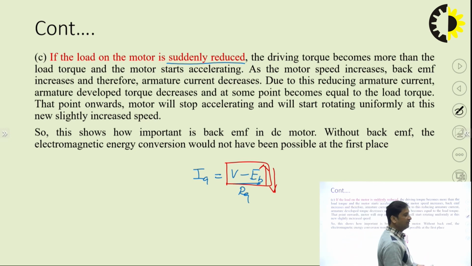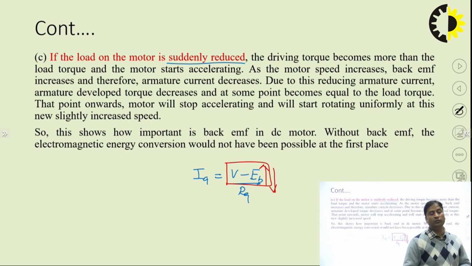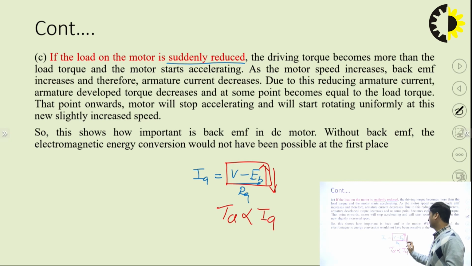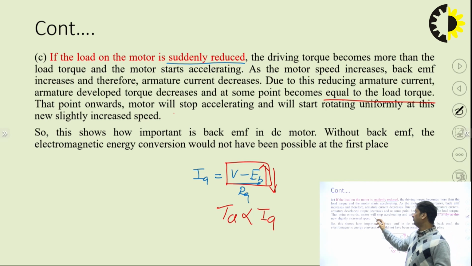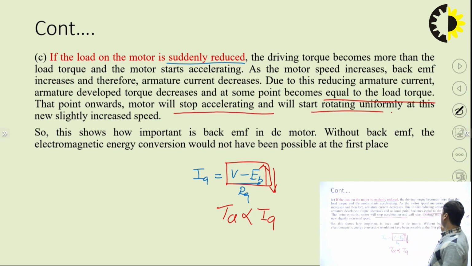It means the current decreases, and if the current decreases, we know that the torque decreases accordingly because it is proportional to the current. So when the load on the motor is suddenly reduced, the armature torque will again be reduced because the current is reduced, and it will attain the required load torque. At some point it becomes equal to the load torque, and at that point the motor will stop accelerating and start rotating uniformly at this new speed.